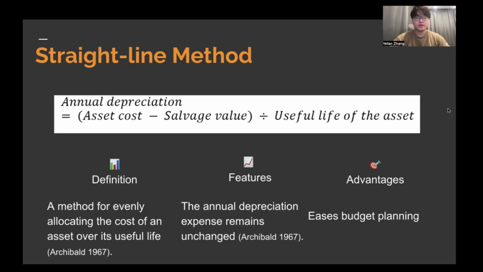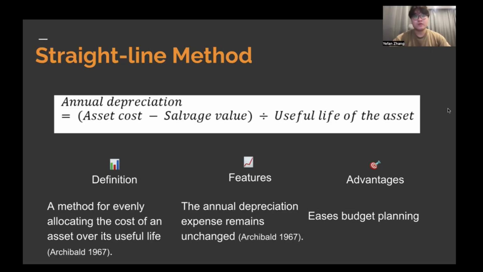First, the straight-line depreciation method is the most commonly used depreciation calculation approach, assuming that the asset's value decreases uniformly over its useful life. The primary characteristic of this method is that the annual depreciation expense remains constant with a straightforward calculation formula. Annual depreciation expense equals the asset cost minus its residual value, divided by its useful life.